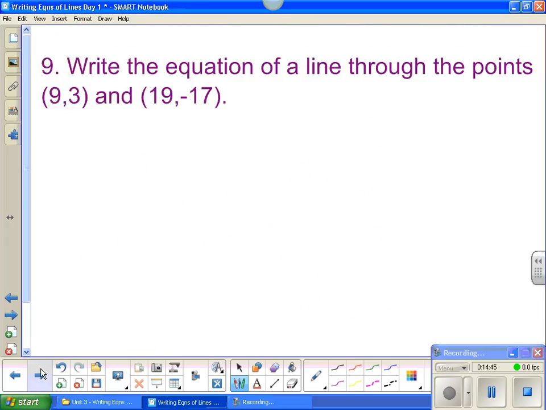Write the equation of the line that passes through the 2 points (9, 3) and (19, -17). So write the equation of a line. I need m and b. Okay, I don't have either, so I got to find my slope.